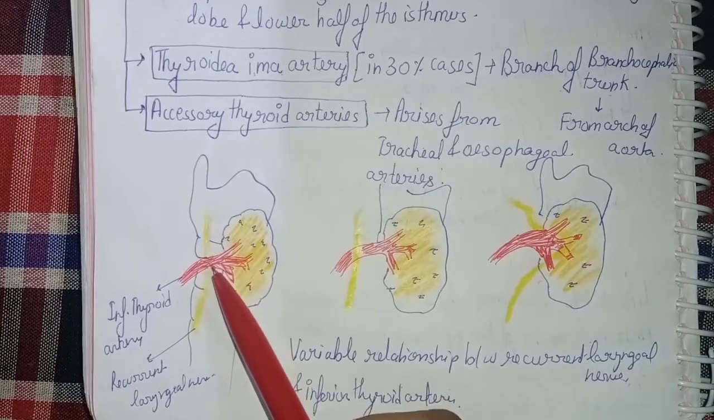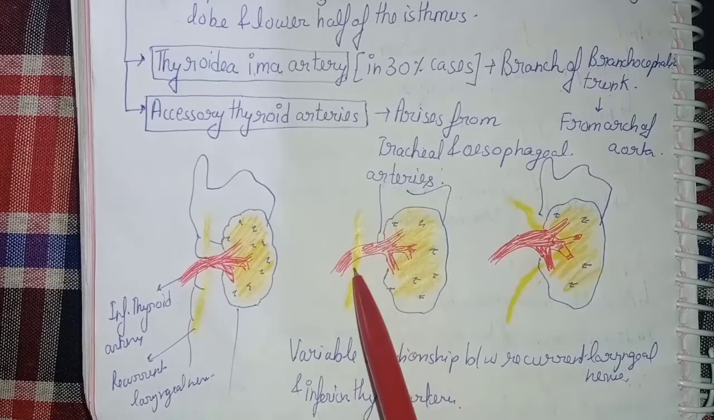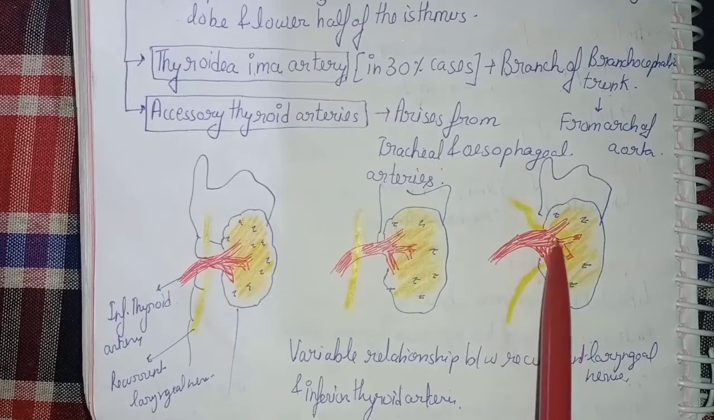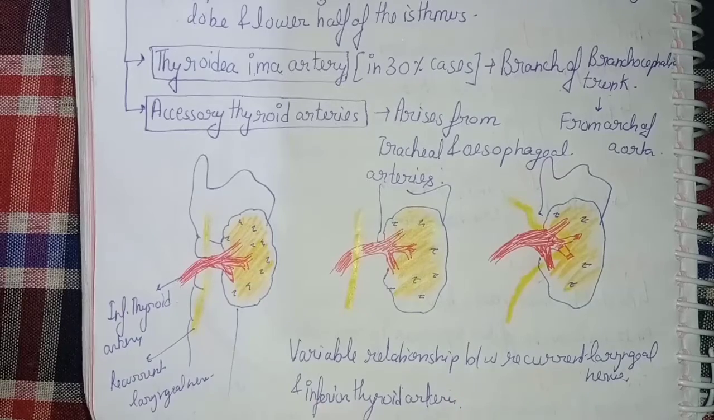In this, it passes backward to the inferior thyroid artery. In this, it passes above the inferior thyroid artery. In this diagram, it loops the inferior thyroid artery. So these are the different locations of the relation between the recurrent laryngeal nerve and the inferior thyroid artery.